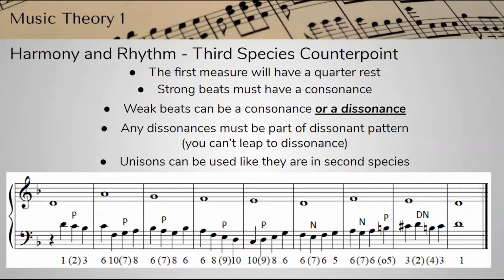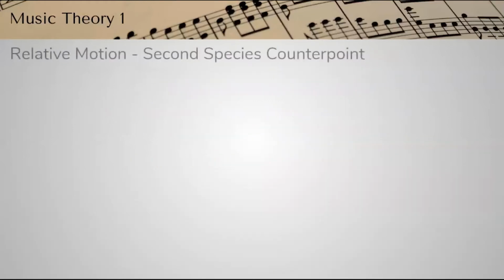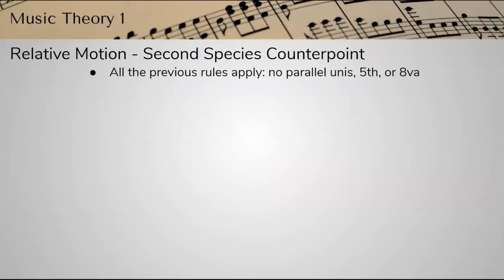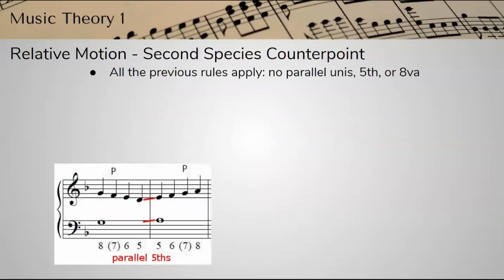Now the other rules apply too, like you have to start on a unison or an octave or a fifth if you're writing the upper voice of a counterpoint. You must end on a unison or an octave. Things like that still apply. Okay. Let's talk about relative motion, and the previous rules apply to this too. And so we cannot have parallel unisons, fifths, or octaves.